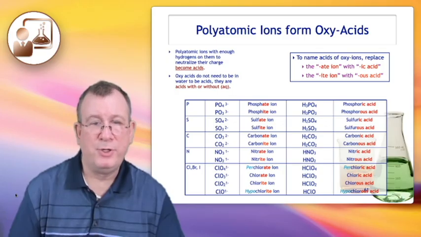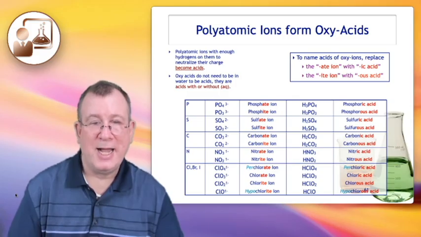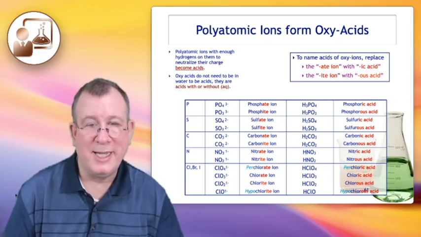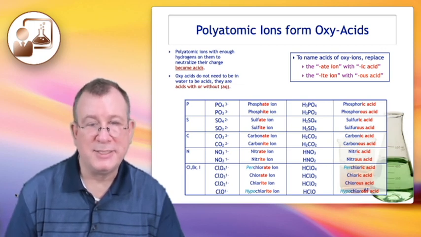I can form the perbromous acid. I can form the hypochlorous acid. The perbromate ion becomes the perbromic acid, and the hypochlorite ion becomes the hypochlorous acid. Ate becomes ic, ite becomes ous each time.